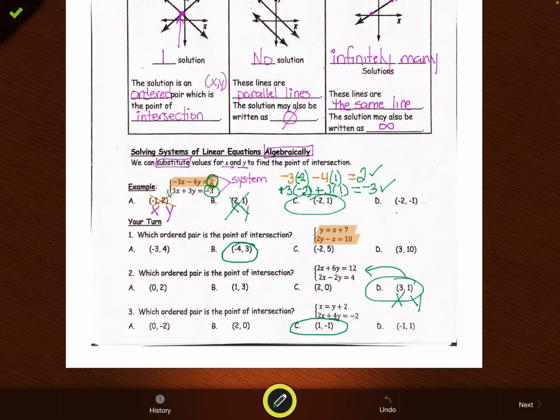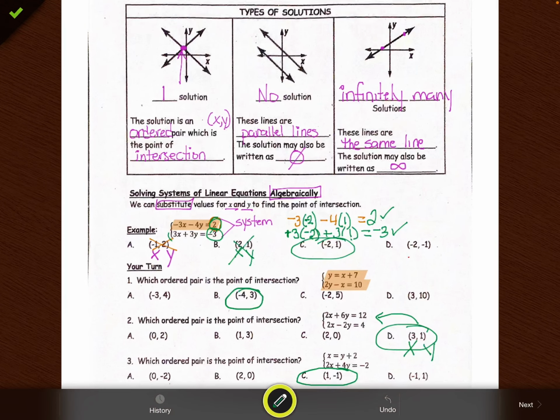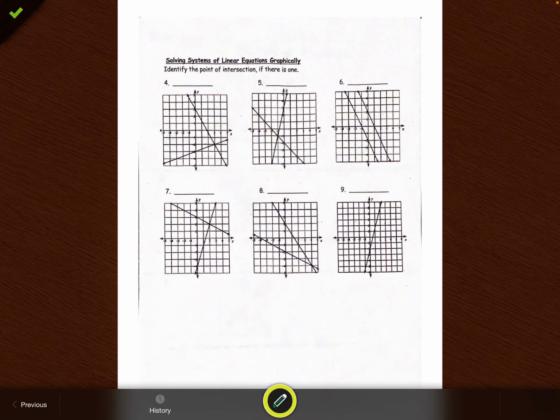So that's why we like Desmos. Desmos saves us from plugging in, plugging in, plugging in. It also saves us from having to solve the equations for y before we type them in to see where the lines intersect, if they do.